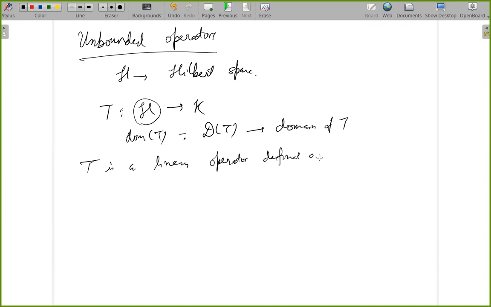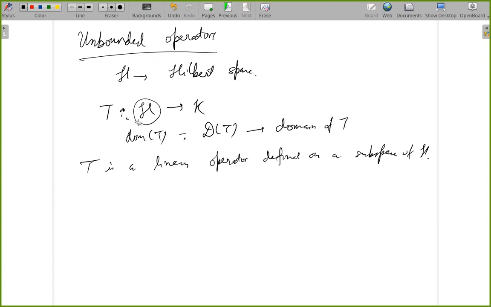So it's a linear operator defined on a subspace of H. There is some abuse of notation going on here. Really, T is not defined on all of H. You just say that you have a Hilbert space, that's what you start with. Now you want to study operators on the Hilbert space, but sometimes certain operators may not be defined on the whole of the Hilbert space.